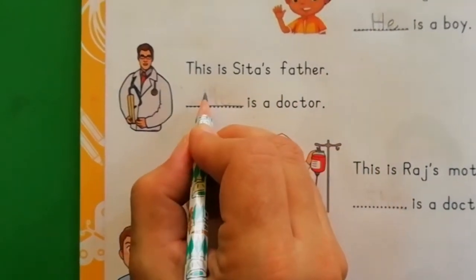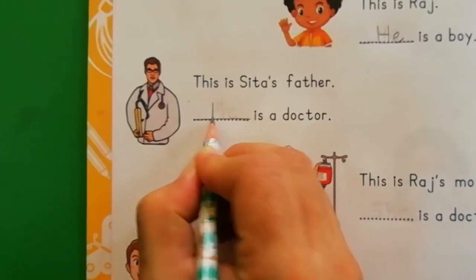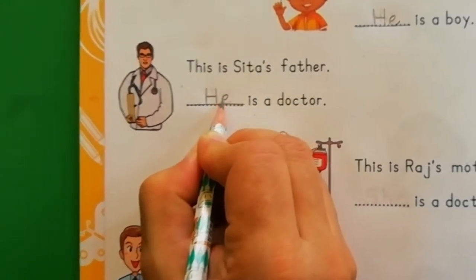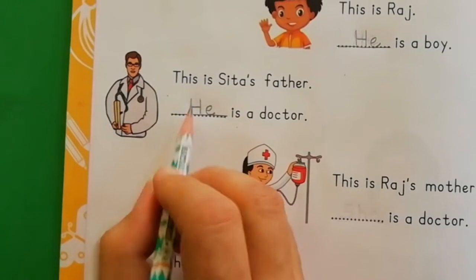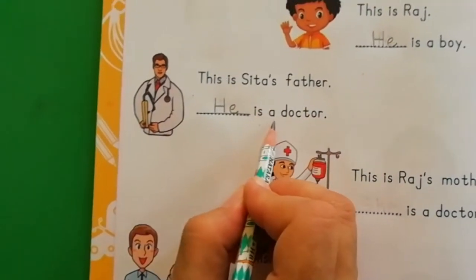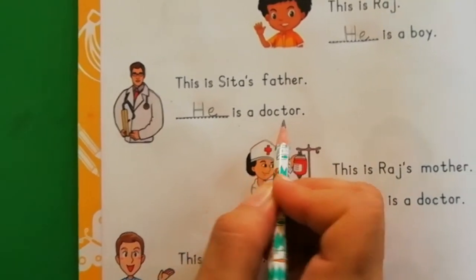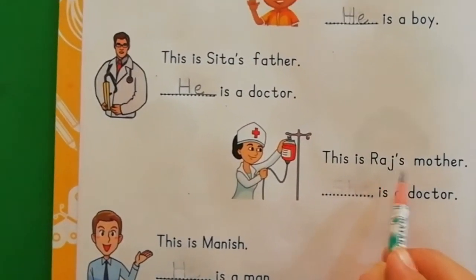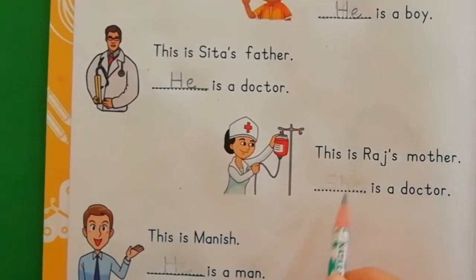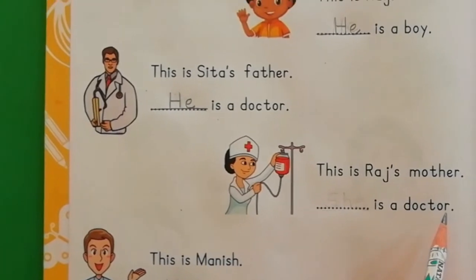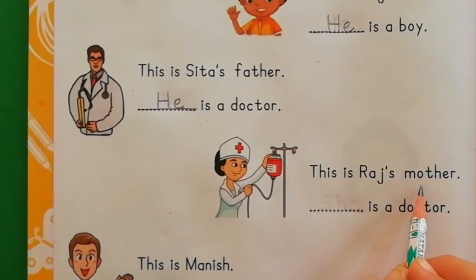He. So we will write capital H E, he. This is Sita's father. He is a doctor. The next sentence is, this is Raj's mother. Full stop. Dash is a doctor. Full stop.